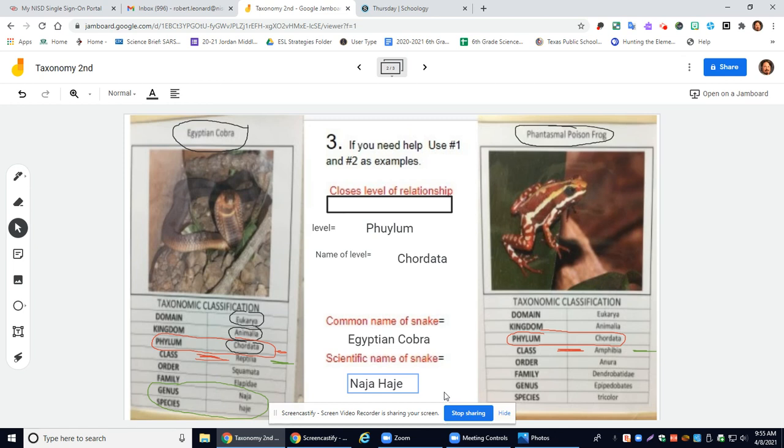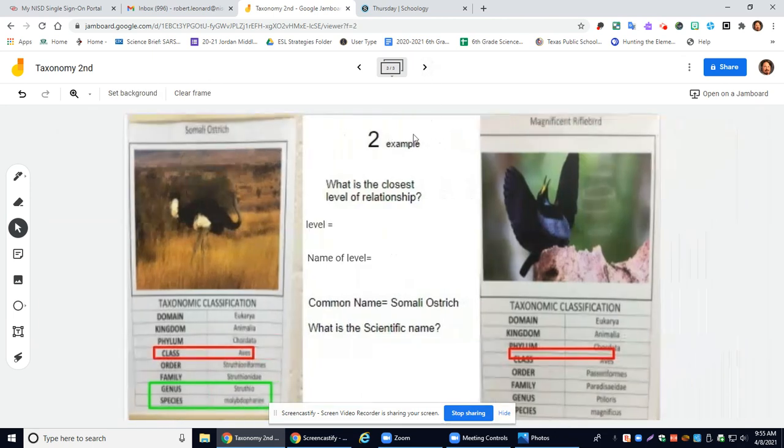Again, these are from Egypt, so if you went to Egypt and you said Egyptian cobra, they'd be like, what are you talking about? Because they don't speak English. If you said Naja haje, it doesn't matter if you're in the United States, Canada, Japan, or Egypt. All scientists would know what Naja haje is. It's a universal name.